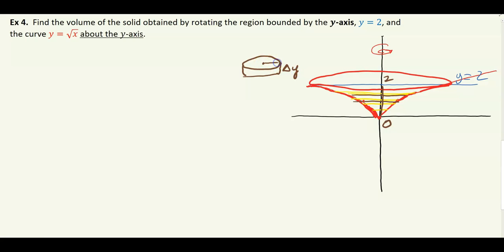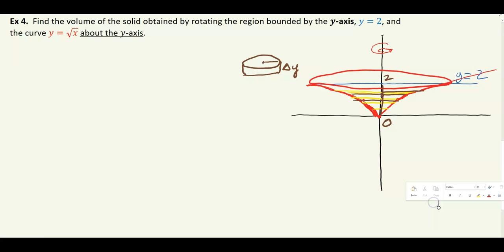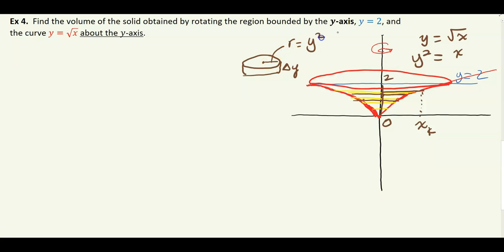The radius now is going to be from here to there, which, if you think about it, is the x value of the function that is red right there, right? Square root of x. So if we have y equals square root of x, you square both sides, and x is equal to y squared. And that is this length right here. That's the radius. So the radius would be y squared.